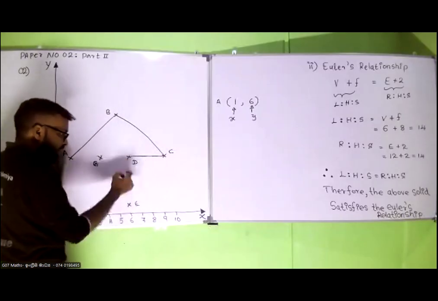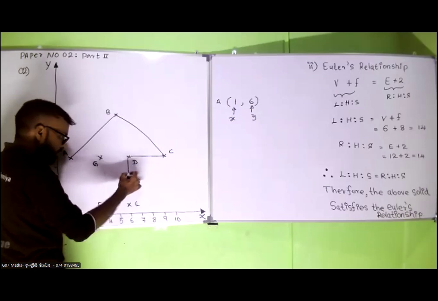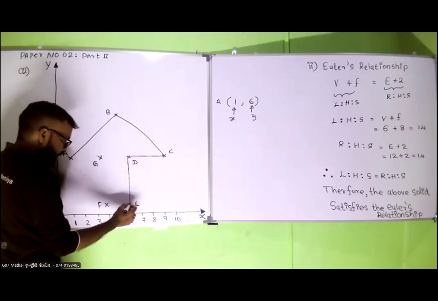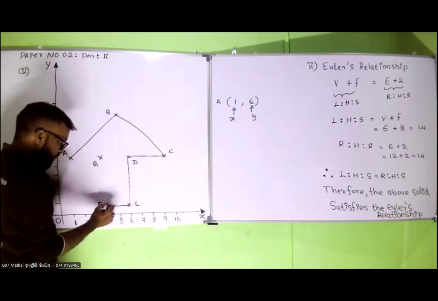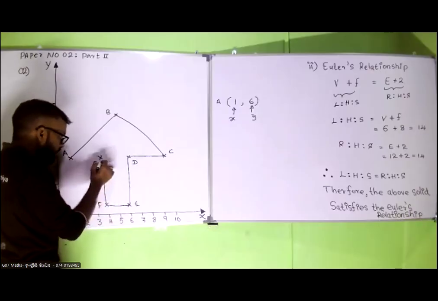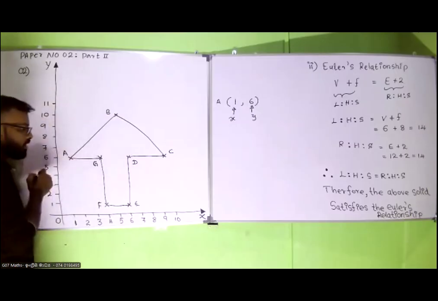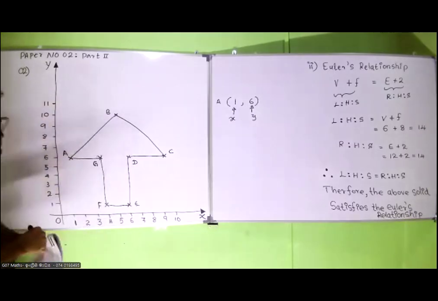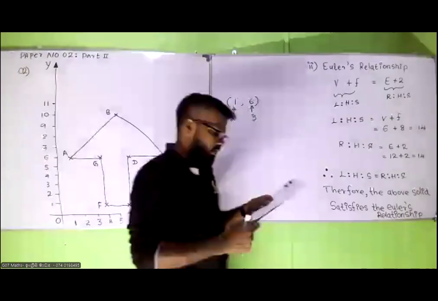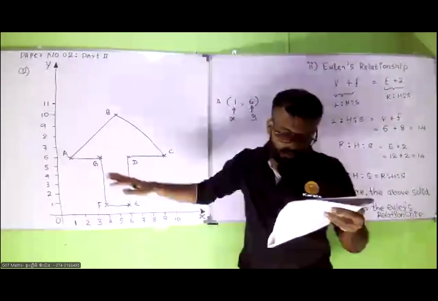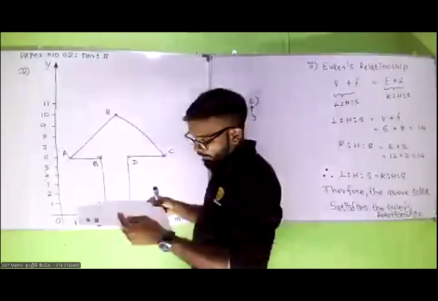Then D to E, yeah? D to E. Then E to F. Then E to G. G to again A to obtain a closed figure. Nice. So this is some kind of an arrow, right? This is some kind of an arrow. So let's see. Right now we have joined them together.